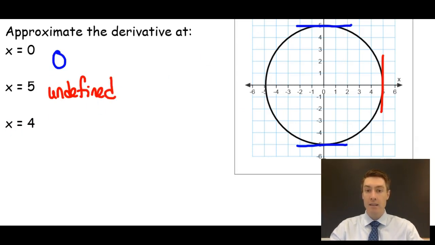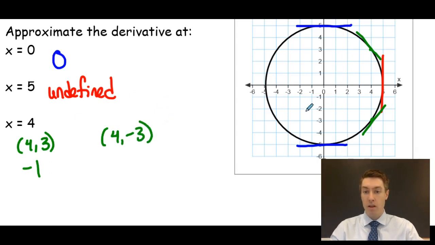And then lastly, at x equals 4, we have the point there, and we have the point there. Now what we notice is we have 2 different slopes, one positive and one negative. At the point (4, 3), up here, the slope appears to be about negative 1, and at the point (4, negative 3), the slope looks to be positive 1. So what that tells me is the point that we're at on the curve matters, not just the x value, but the actual point.